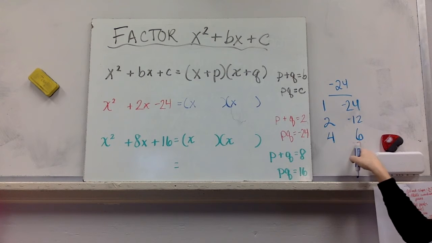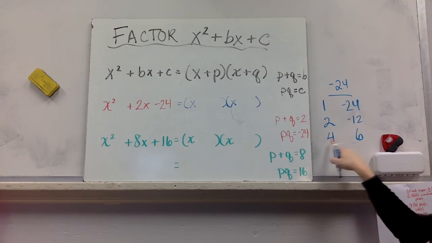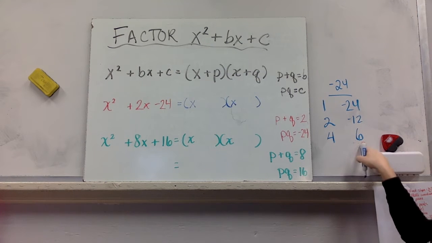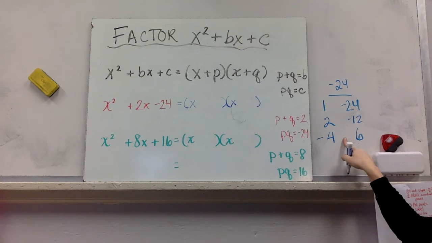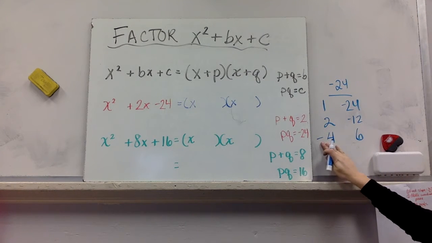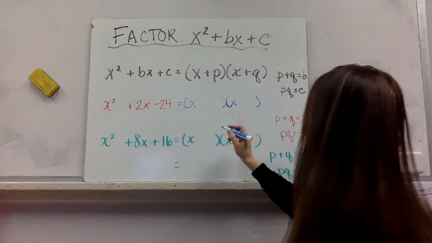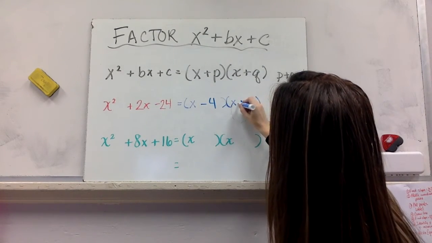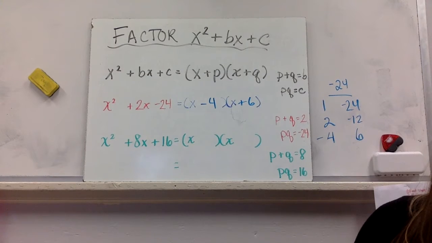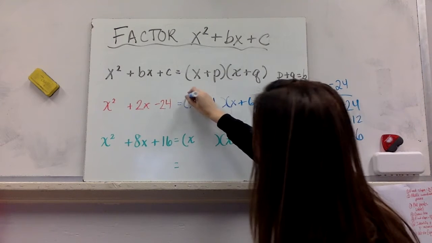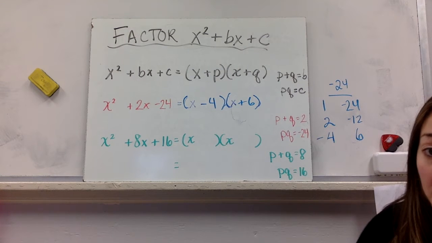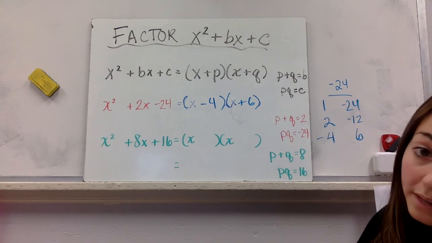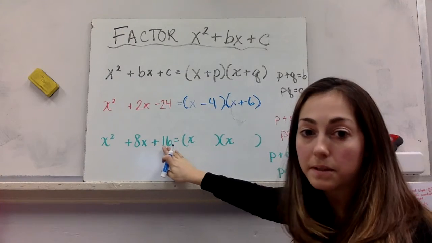So we've got to think what numbers. Well, 4 and 6 multiply to 24, and one of them is going to have to be a negative number so that when you add them, you get a positive 2. Well, negative 4 times 6 is negative 24, and negative 4 plus 6 is positive 2. So those are my two factors, p and q, and you could put them in any order. This could have been x plus 6 times x minus 4. That would have been absolutely correct. So that's your answer in factored form: x minus 4 times x plus 6. Done.